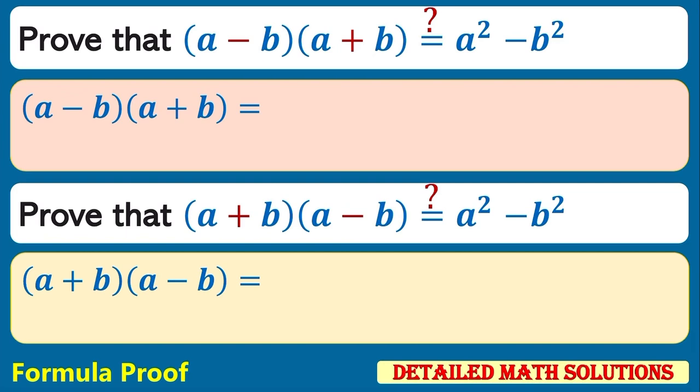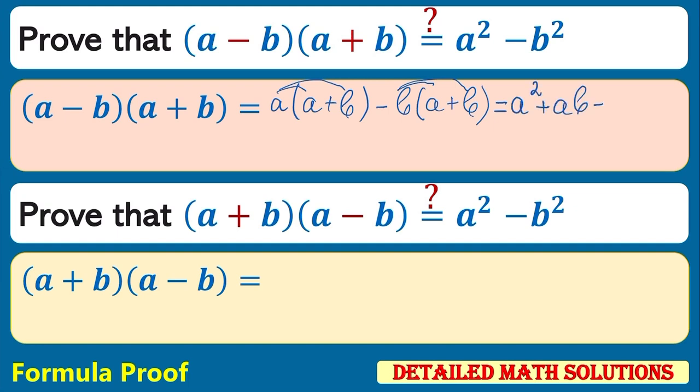And when I do that, this equals a multiplied by a plus b minus b multiplied by a plus b. Next, I need to open parentheses and multiply a by a and a by b, then minus b by a and minus b by b. When I do that, this equals a squared plus ab minus ab minus b squared. The terms plus ab and minus ab cancel out because their sum equals 0.